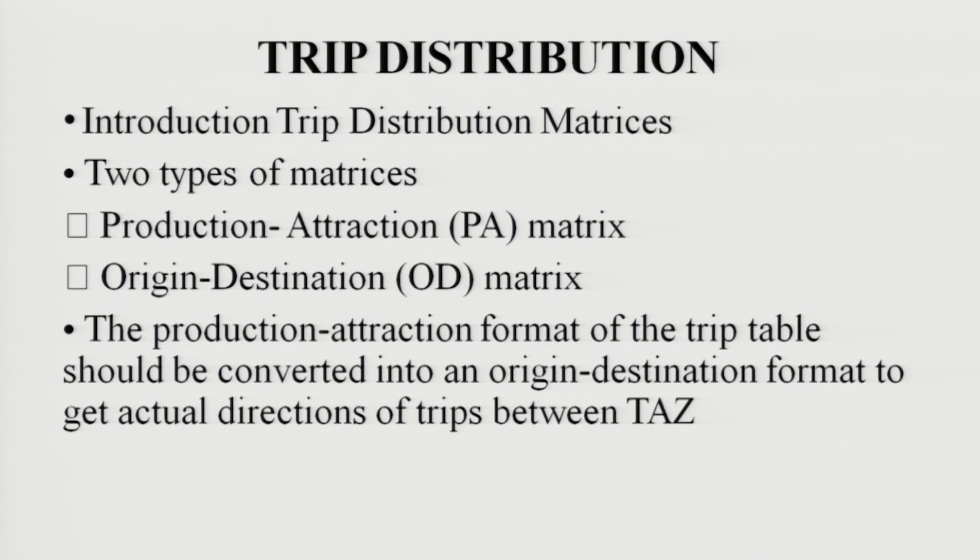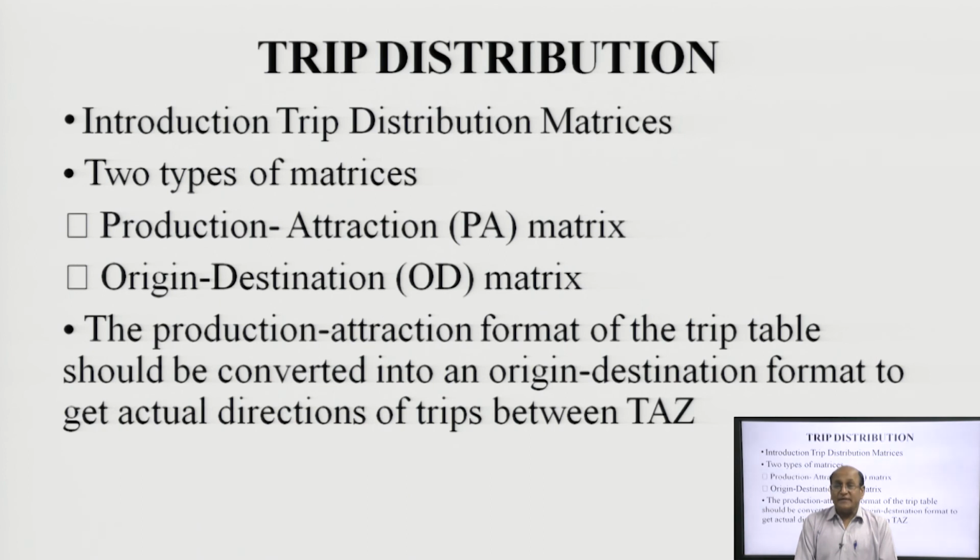Introduction, trip distribution matrices. There are two types of matrices. One is production attraction matrices and second is origin destination, meaning OD matrices. The production attraction format of the trip table should be converted into origin destination format to get the actual direction of trip between TAZs.